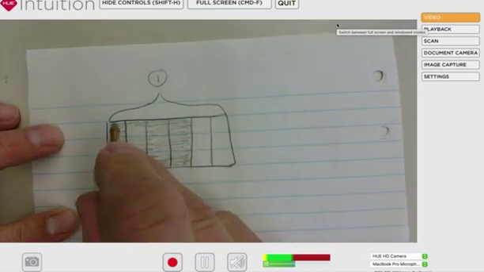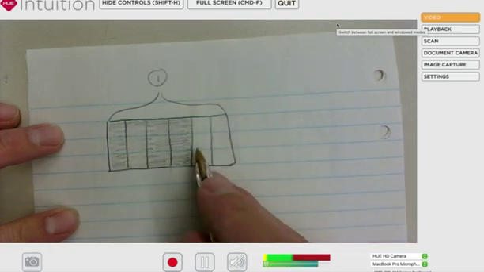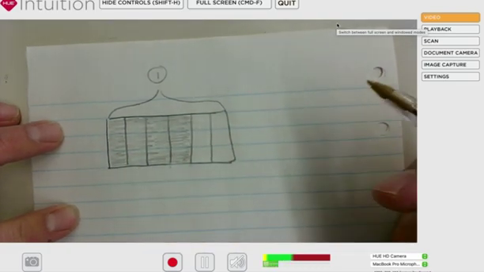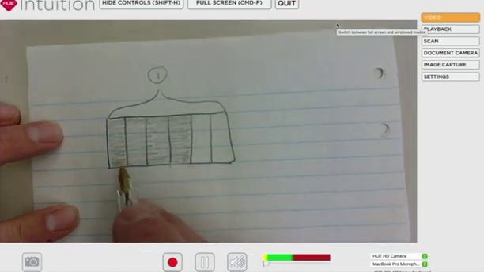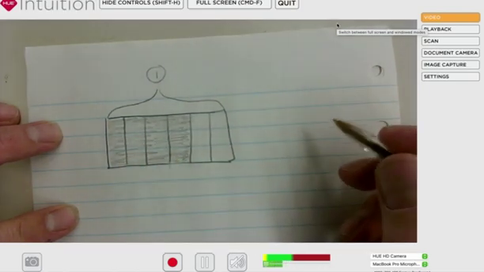So we know that this is called a circus tent. It shows us that this entire thing is 1. What is this fraction? 1, 2, 3, 4, 5, 6. 1, 2, 3, 4. It's 4/6.